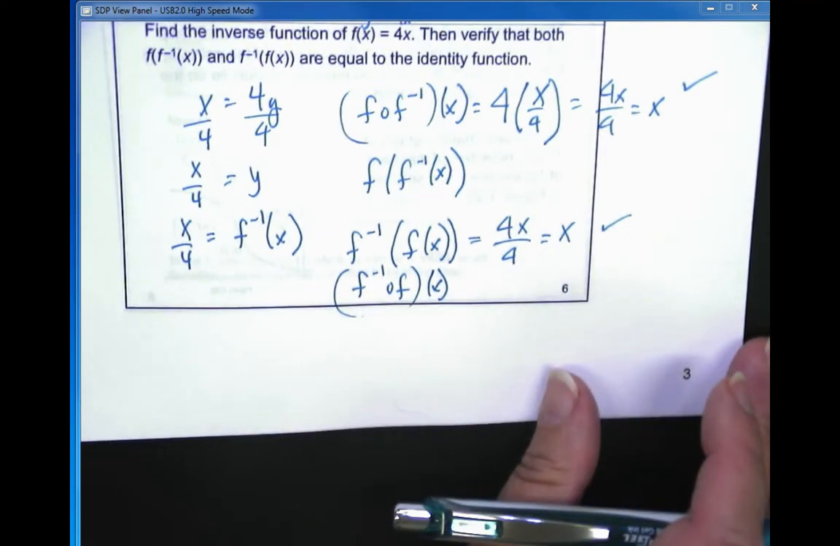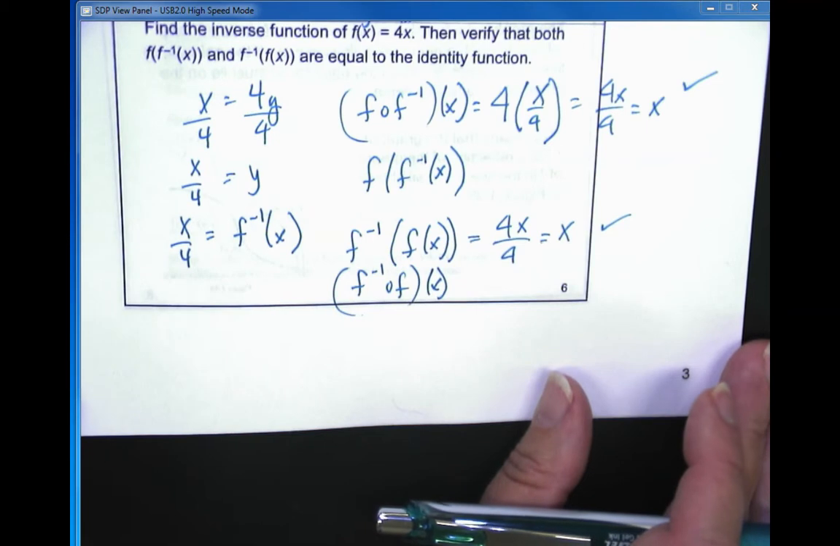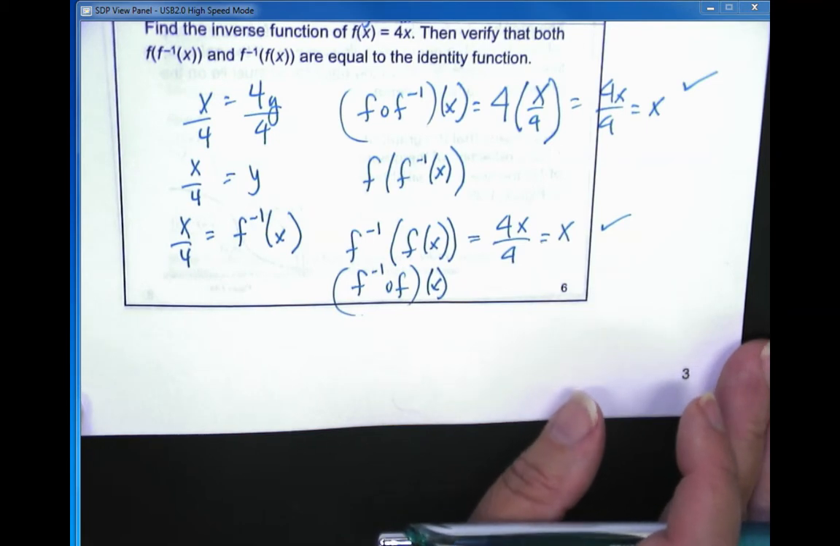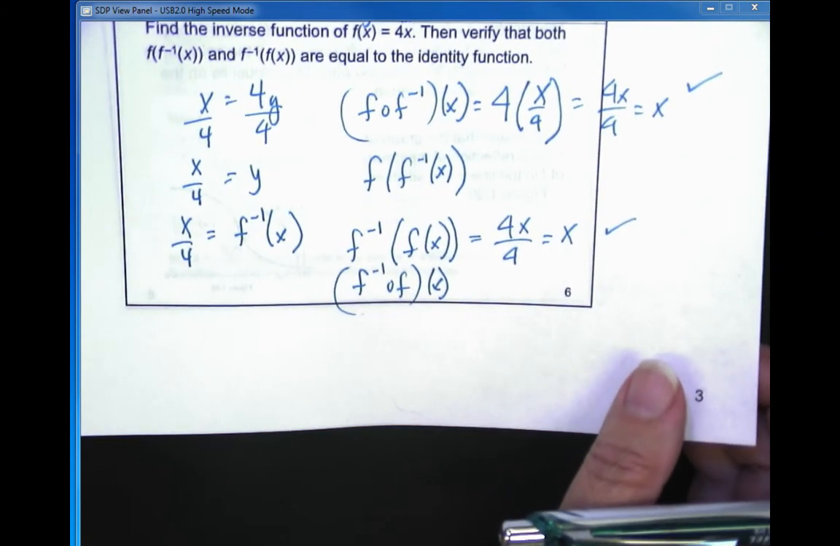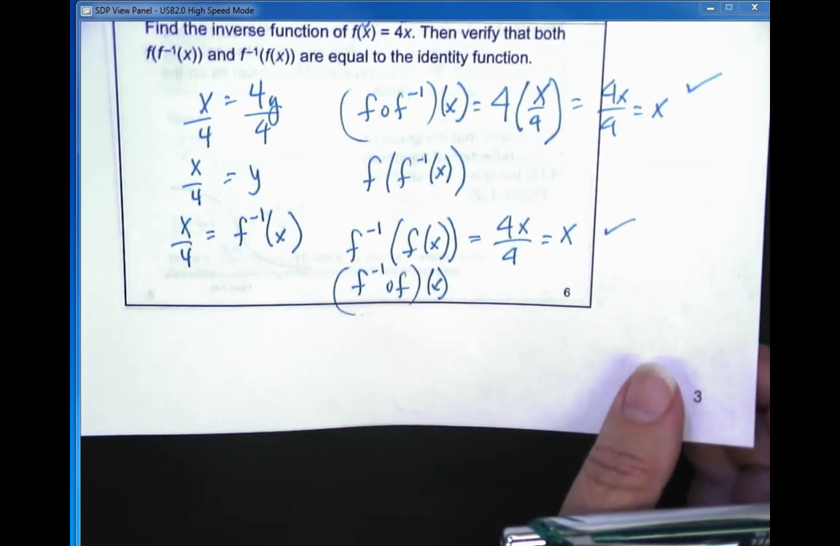That's verify. Show that. You always do it both ways? Both ways, always. Always both ways, yes. Does it matter which one we do first? Nope. And it should always come out to be x. If they say they're inverses and they say verify, verify means this is true, so it better come out to be x. Got it? Okay.